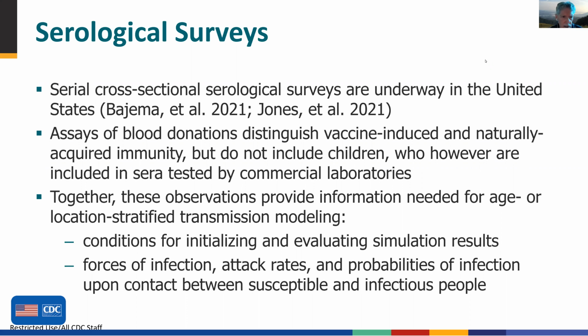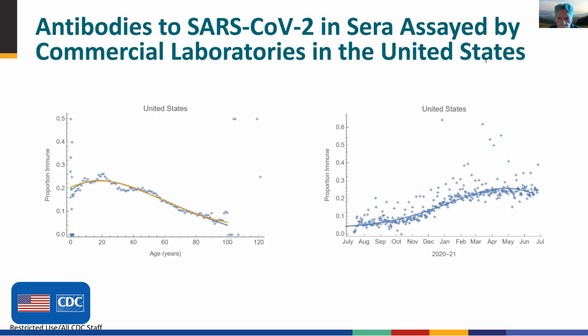The first is conditions for initializing and evaluating simulation results. And the second is parameters that really can be gotten elsewhere, but this is the gold standard for the forces of infection, attack rates, and probabilities of infection upon contact between susceptible and infectious people. And what I'm showing you here first are univariate analyses. These are observations. These observations are proportions with antibodies to SARS-CoV-2 assayed by two of the more stable assays.